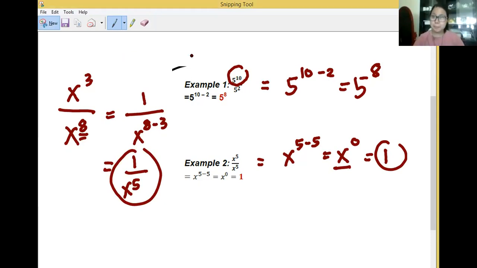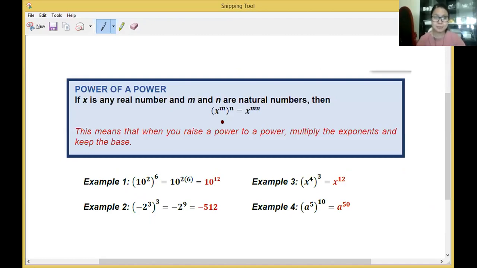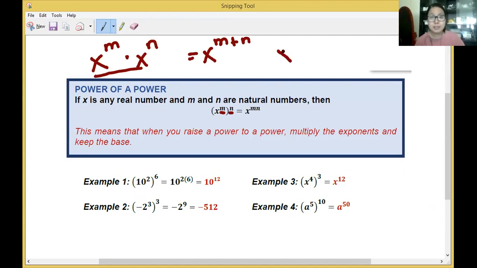The power of a power law states that if an exponent is raised again to another exponent, then you need to multiply the exponents. This is different from x to the m times x to the n. Again, if it's the same base, what will you do? You need to add the exponents. But if the exponent is raised to another exponent, then you need to multiply the exponents.